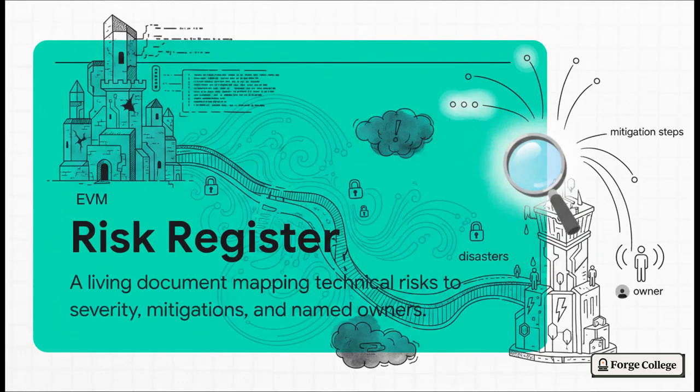To put it simply, a risk register is a living document mapping technical and process risks to severity, mitigation steps, and named owners. It's not just paperwork. It is your ultimate insurance policy against migration disasters. If a risk actually triggers, you don't panic. You just open the register, look at the mitigation step, and ping the owner.